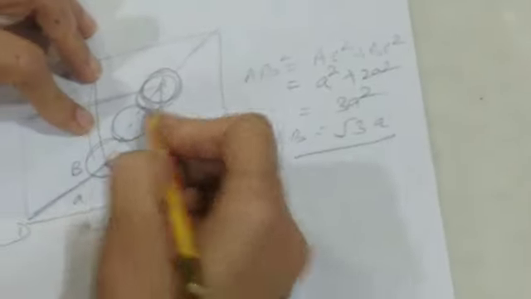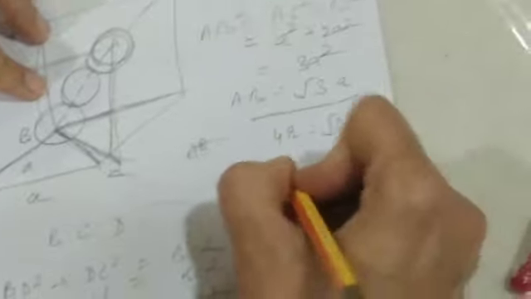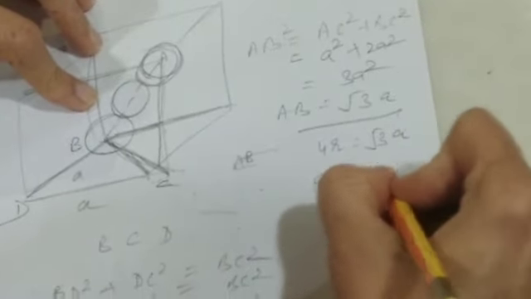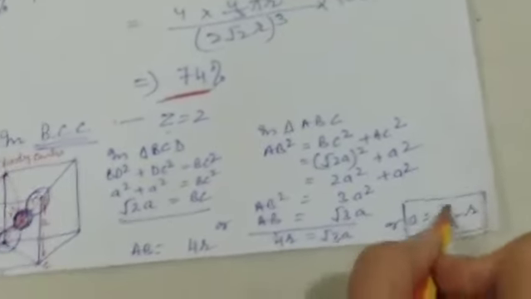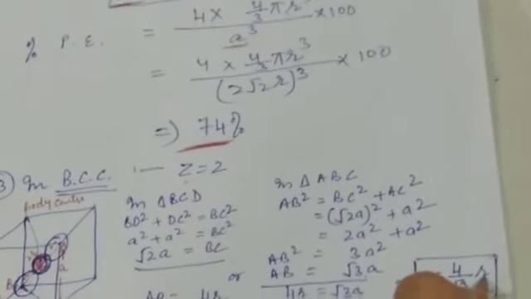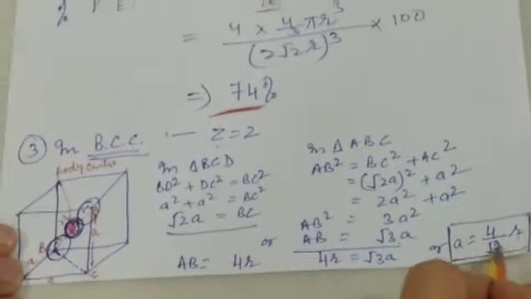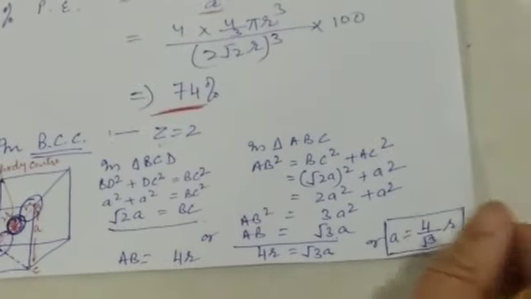Now what is AB? This is again 4R, so 4R is equal to root 3 A, or A is equal to 4 upon root 3 times R. This is what we did here. So A is 4 upon root 3 R, right? Or R is equal to root 3 A upon 4. This is the relationship in BCC.